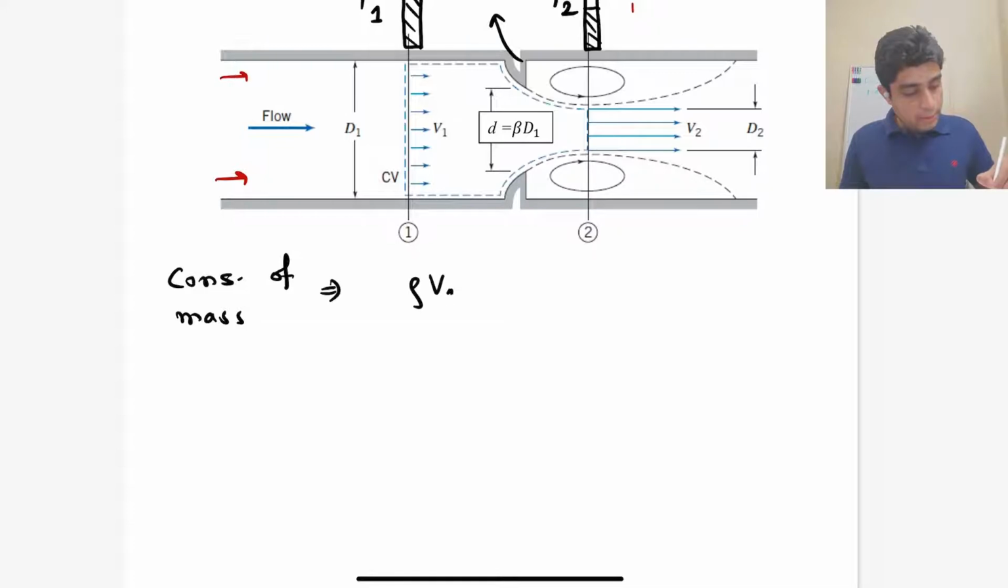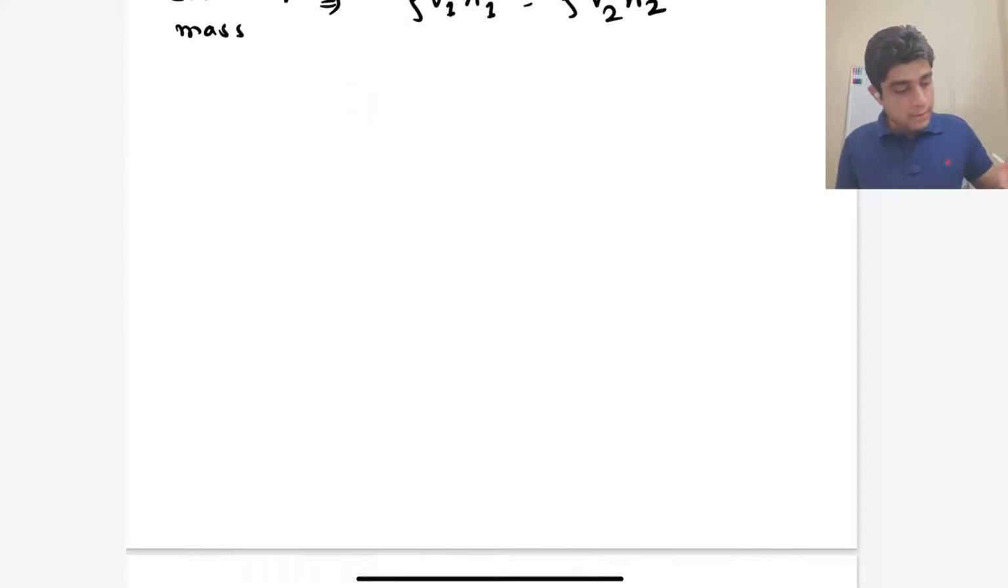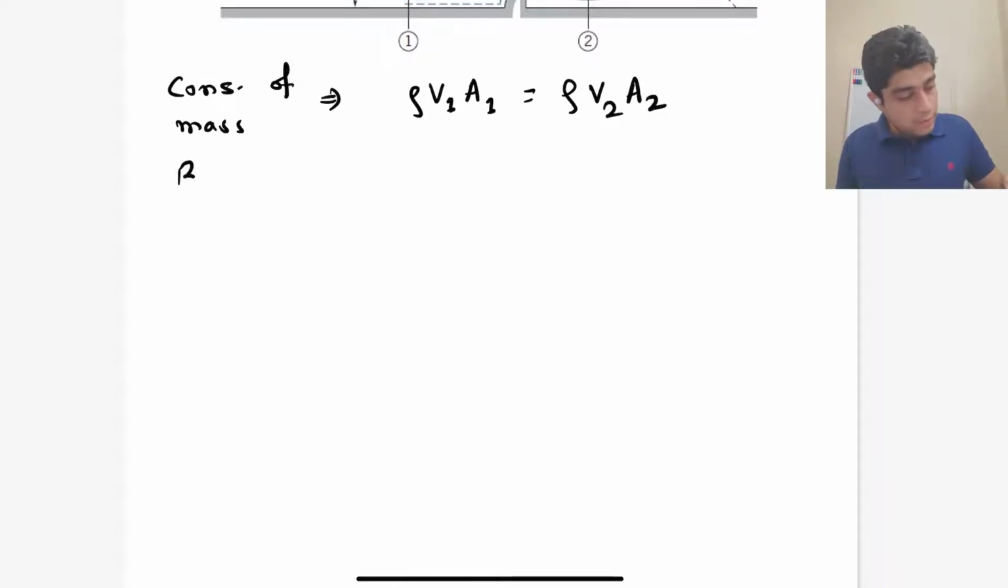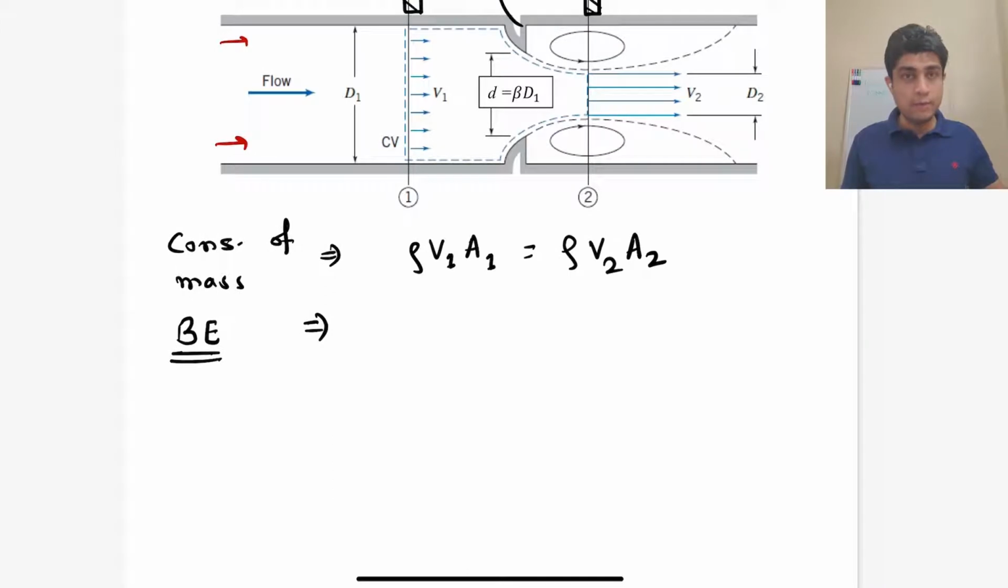So rho times V1 times area at 1 is essentially equal to rho times V2 times area at 2. And we can also apply the Bernoulli equation. So keep in mind the assumptions for the Bernoulli equation. We are assuming the fluid to be inviscid, incompressible, and we are applying the Bernoulli equation along a streamline shown here. And we are also assuming the flow to be irrotational.